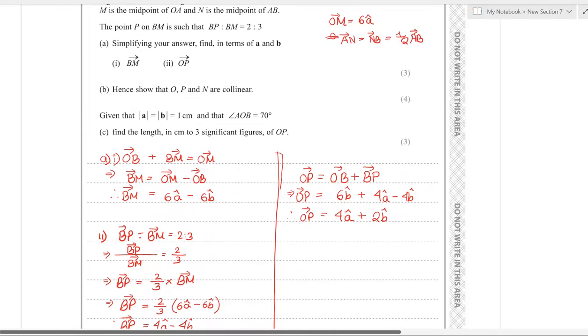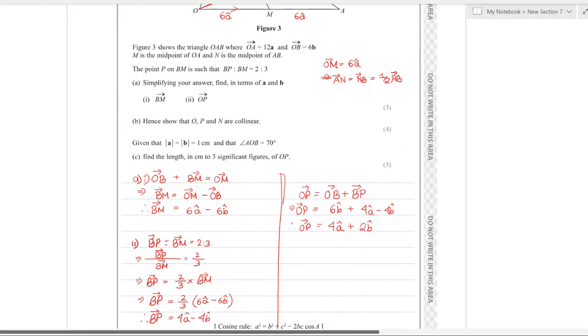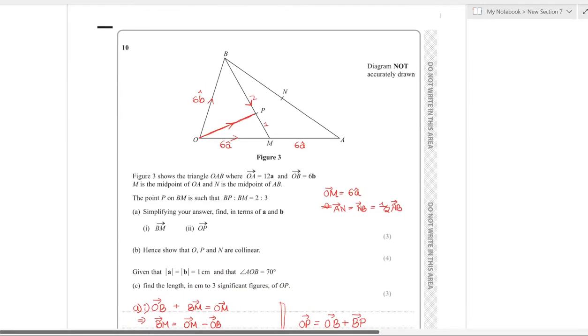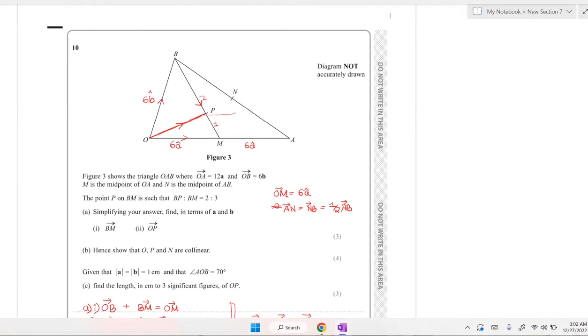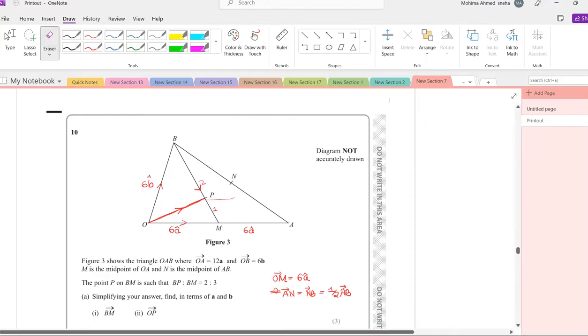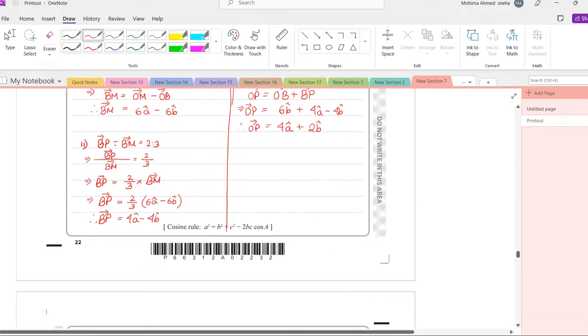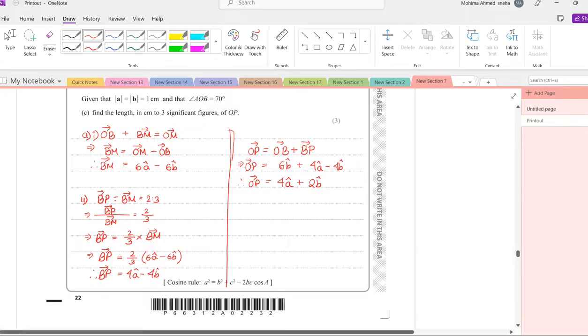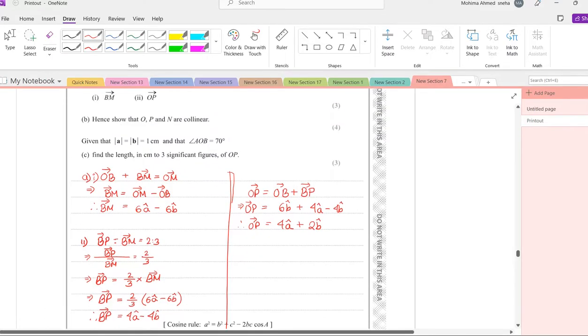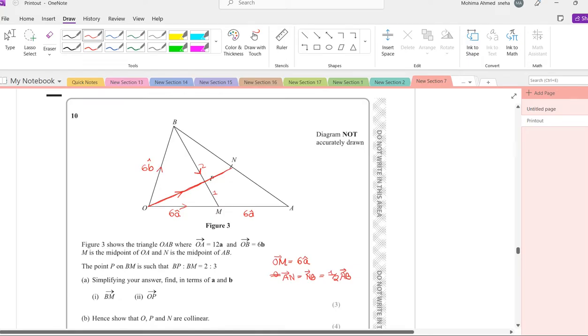On part B, it says, hence show that O, P and N are collinear. That means that O, P and N are points of the same straight line. We can see that if we extrapolate this line from P, it does get connected to point N and forms a straight line with 3 points on it, O, P and N. Now we need to just prove it using the collinear methods. So we already have the value for OP is 4A plus 2B. Now we need to find the value for ON and PN. So first let us find the value for ON.